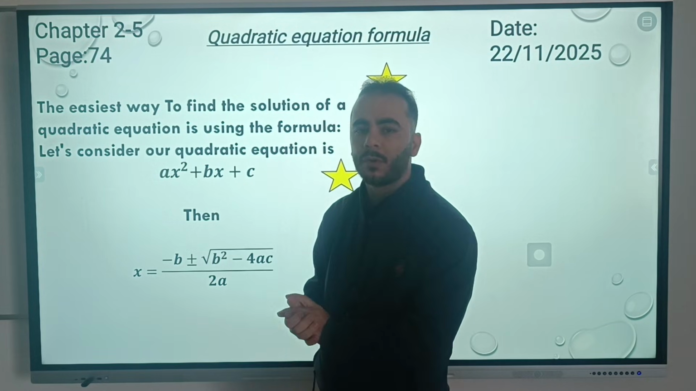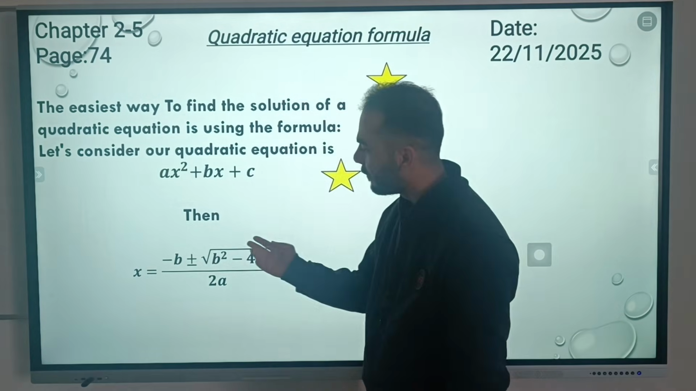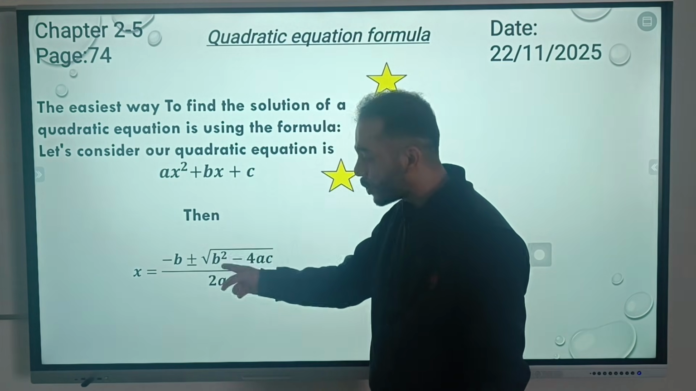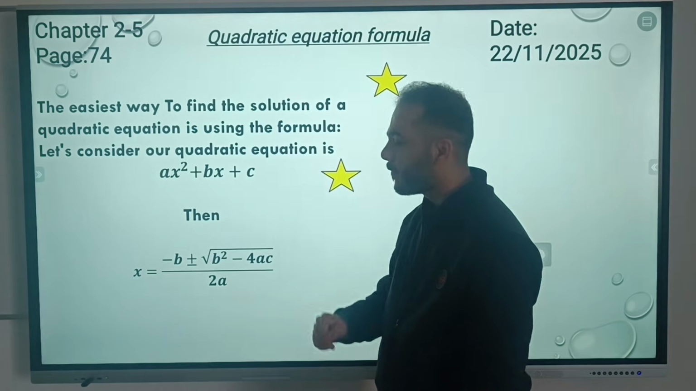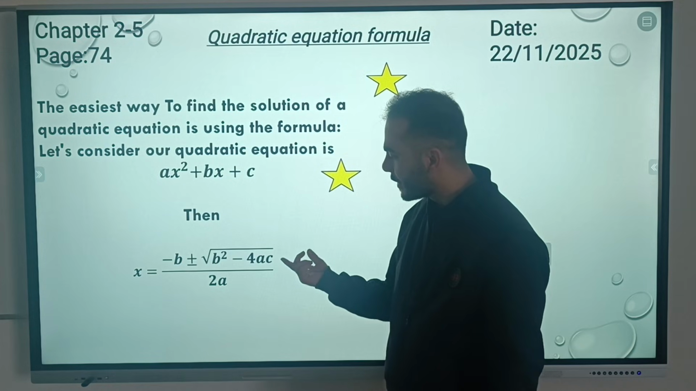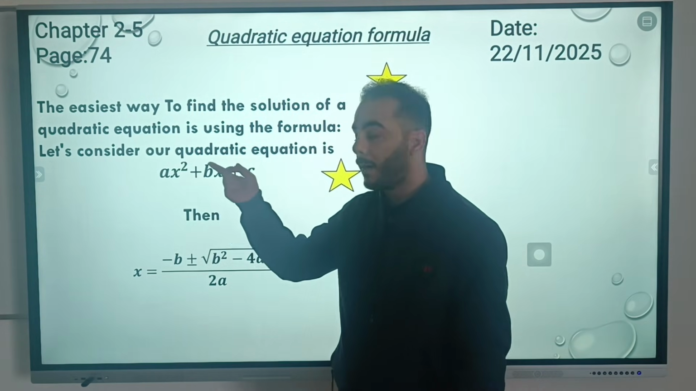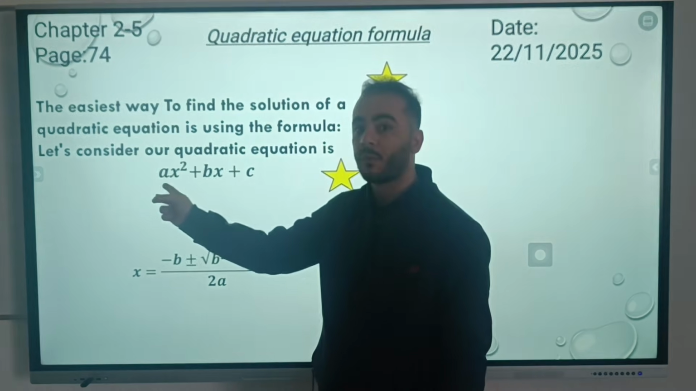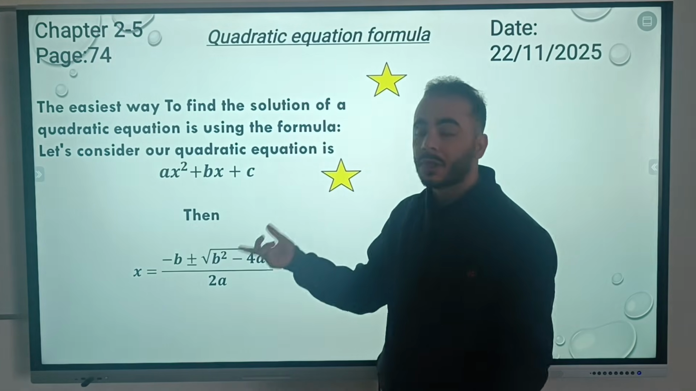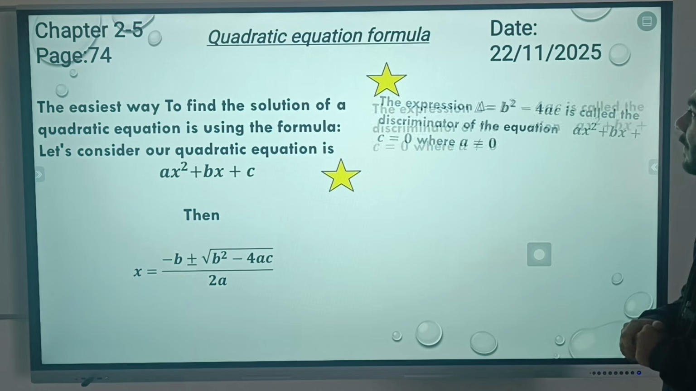Why do we call it a quadratic equation? Because the degree is 2. Alright, then this is going to be the formula: x equals negative b plus minus square root of b squared minus 4ac, over 2a. You might ask me, teacher, how are we going to use this? What are a, b, and c? We already defined them. The coefficient of x squared is a, the coefficient of x is b, and the constant term is c.